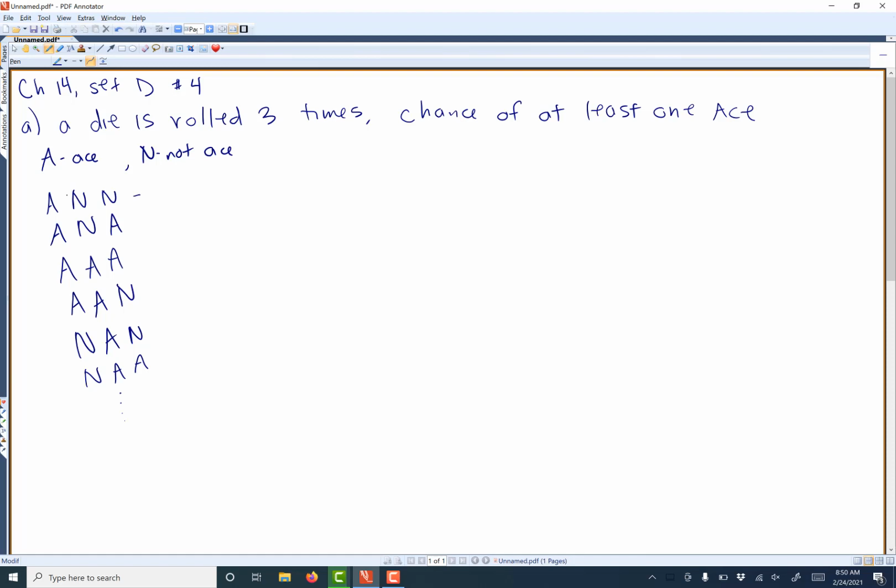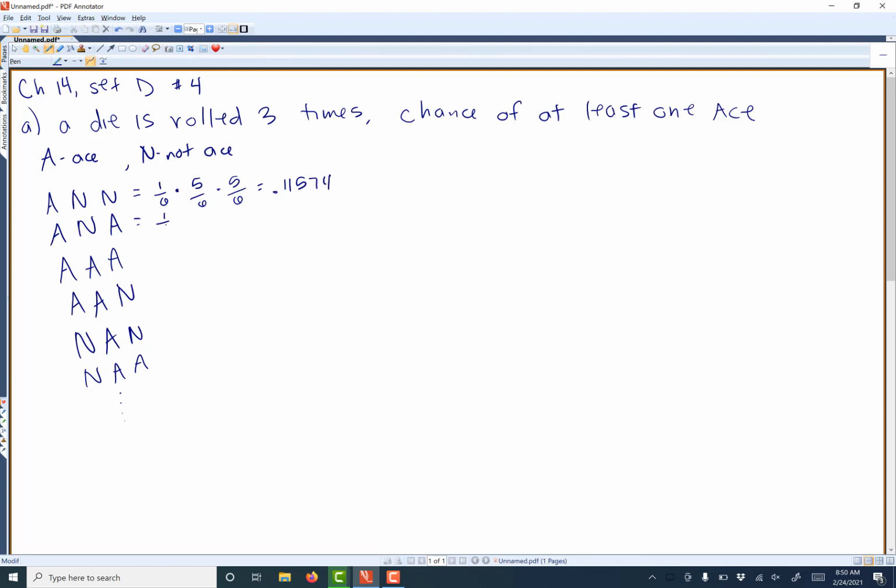Like, ace, not ace, not ace. So for an ace, that would be 1/6. And then I need a not ace, which would be 5 out of 6. And then I need another not ace, and that would also be 5 out of 6. So I would have that probability of 0.11574.